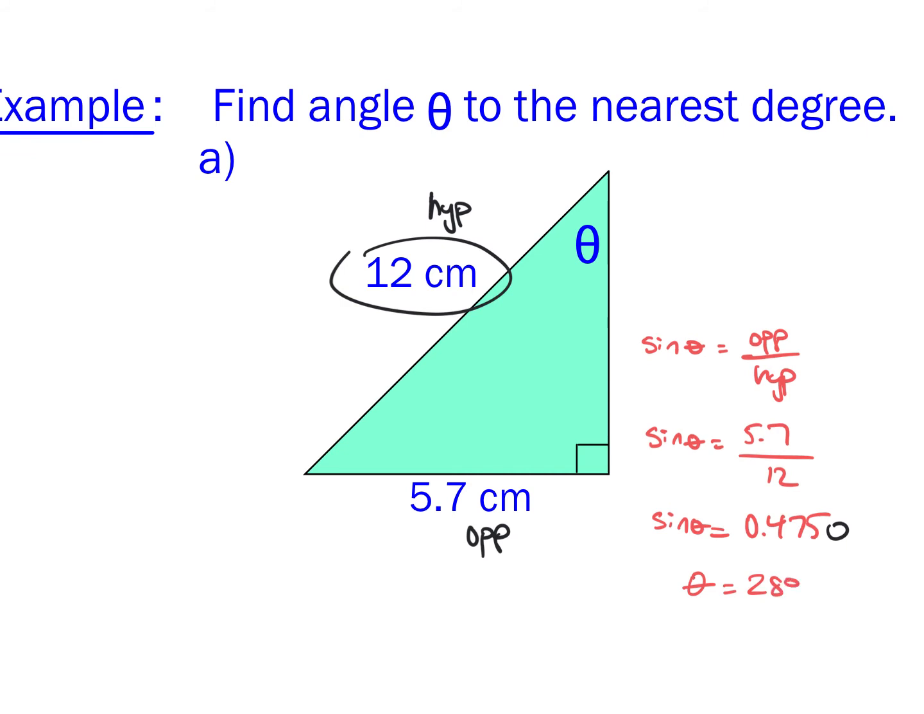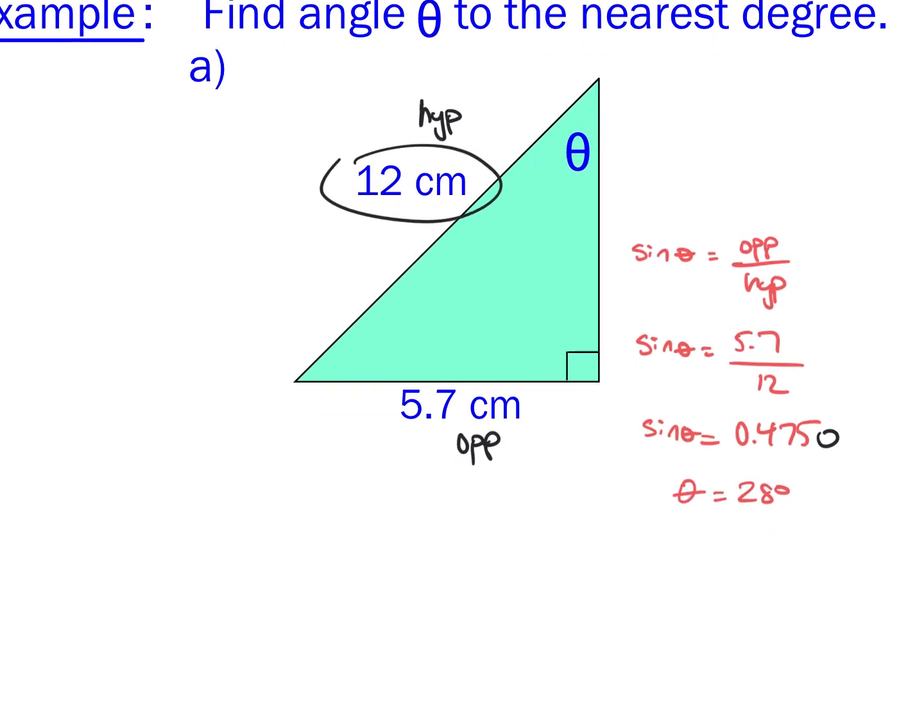My calculator says 28.35935003. And of course, when we round it, we get 28 degrees. So that's how we find the missing angle in a triangle, given that we have two sides of the triangle. Now, let's go on to the next question.